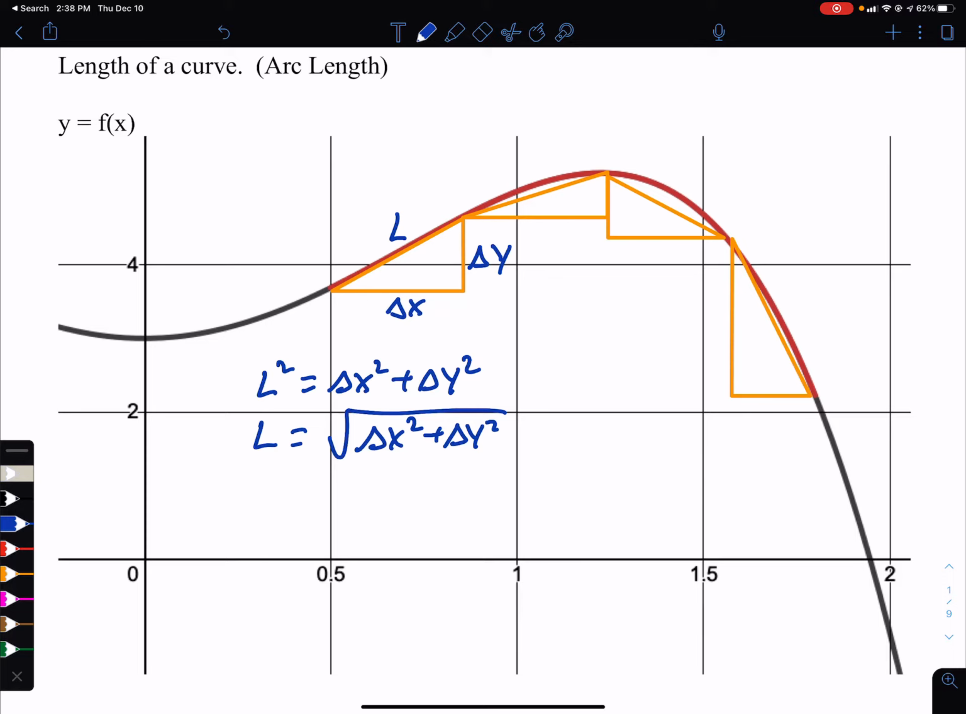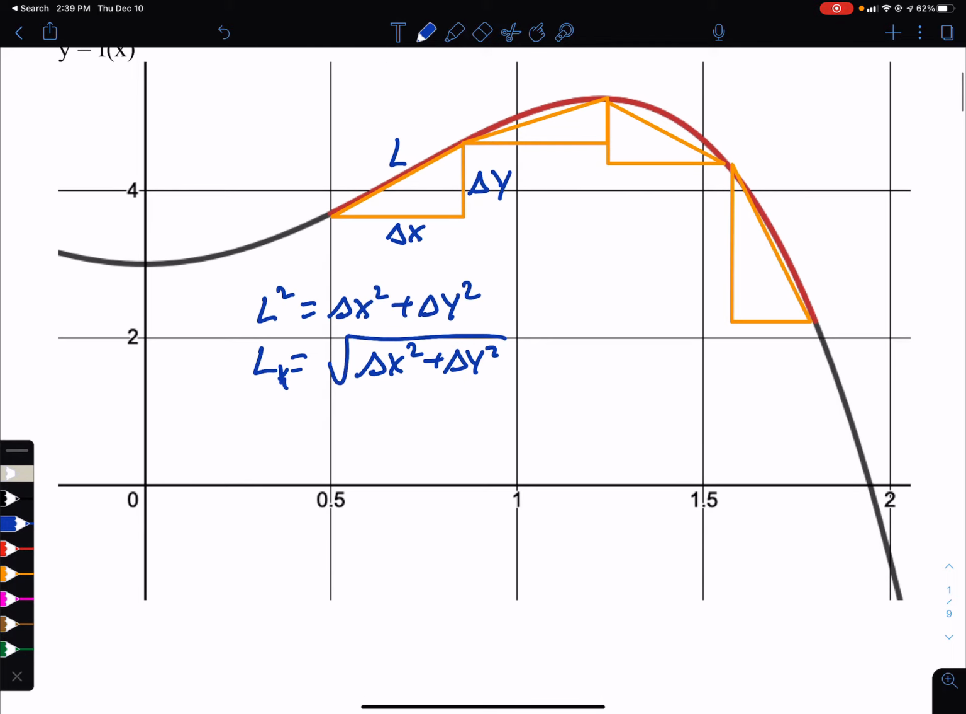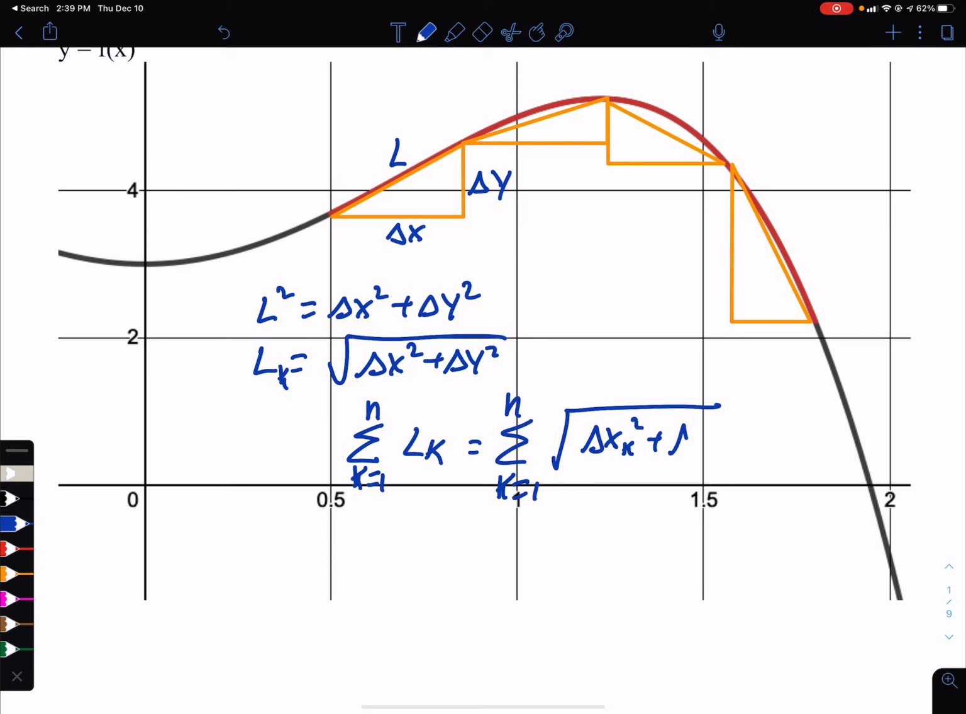Not bad, eh? But we need to add up all these L's. So I'll call this L sub k. And if I add them all up, I'm going to add up my L sub k's from the first one to the last one, which will be the sum of the square root of delta x sub k squared plus delta y sub k squared. I guess that would work. So that's an approximate length with n triangles.